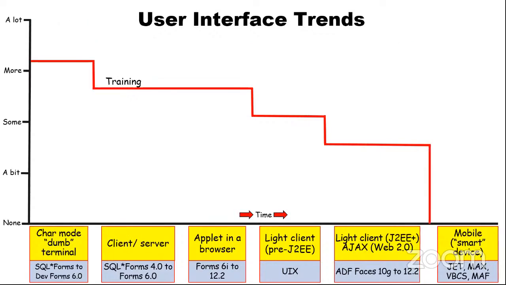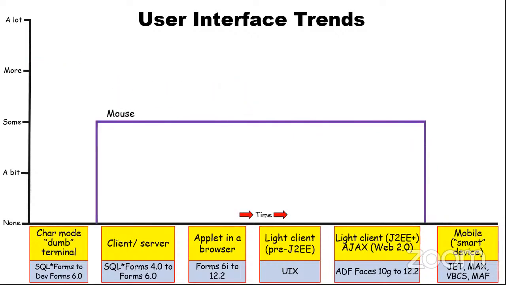Training, again, there was a lot of training in character mode, and then client server, we had some and a little bit less and less as we go along. The idea being your application should be intuitive, in quotes, right? So you shouldn't need user training. And now people are not expecting to be trained when they have a mobile app. Mouse, there was a limited time we were using the mouse. Now we're not using a mouse.